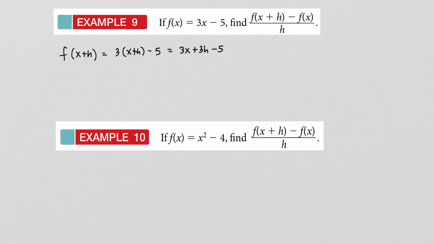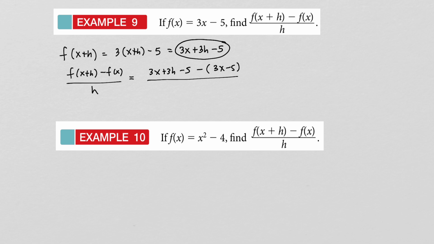So when I go to compute the difference quotient, which has the formula f of x plus h minus f of x all divided by h, f of x plus h is this quantity. And we're going to subtract f of x. Now f of x is just the original function. So make sure you put that in parentheses. And in the bottom, we just have h.